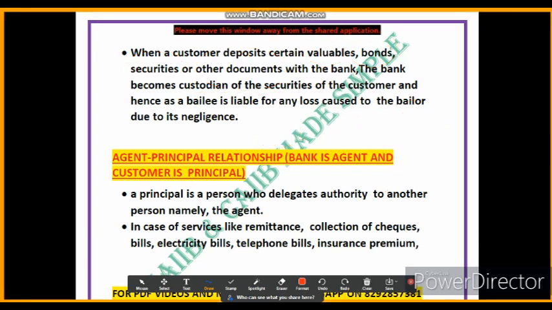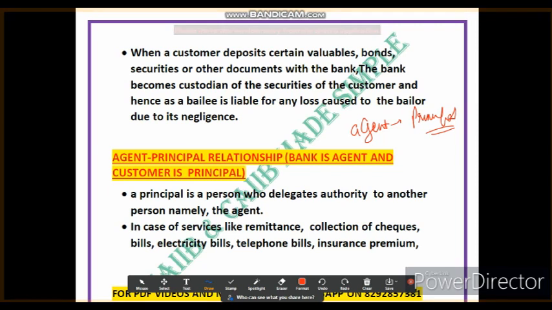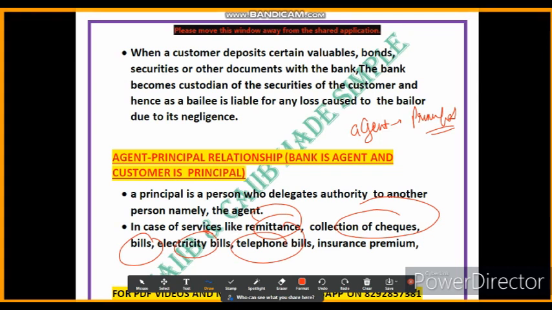The first thing is, an agent is a person or entity who acts on the behalf of another person called the principal. So this agent acts on the behalf of the principal. In certain services provided by the bank, such as remittance, like money transfer, collection of checks, bills, insurance premiums, the bank acts like an agent on the behalf of the customer.